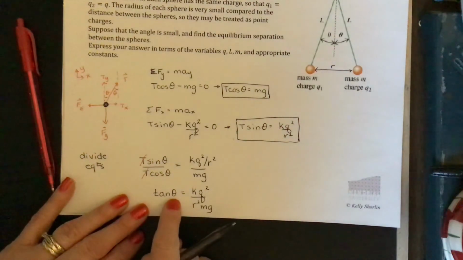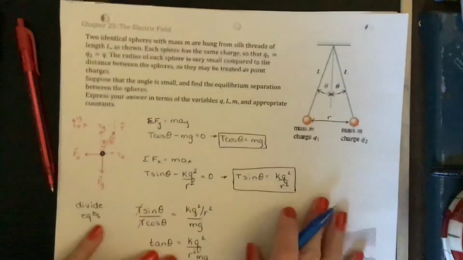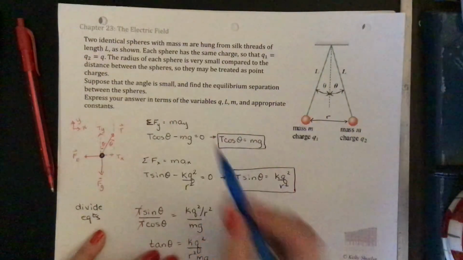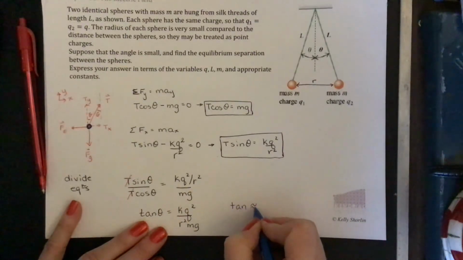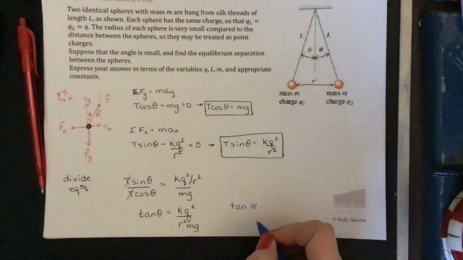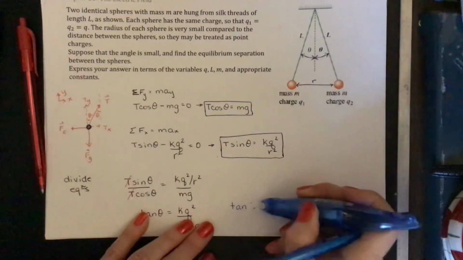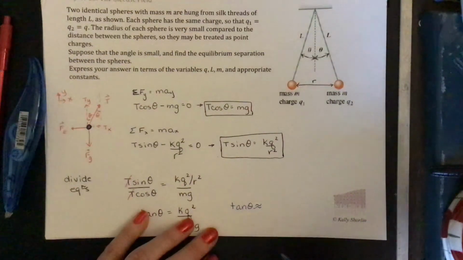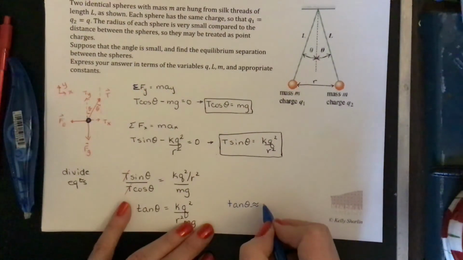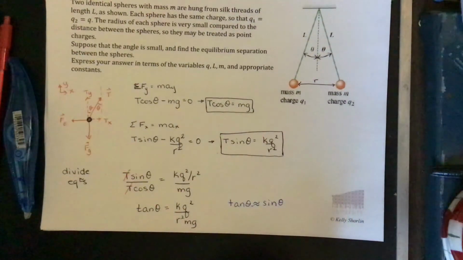So now let's deal with this tan theta stuff, because we don't really know what tan theta is. One thing we do know is that the angle is very small. So if the angles are small, it means that tan theta is approximately the same as sine theta. I wrote down tan, I should have written down tan theta. So tan theta, which is sine theta over cosine theta: cosine theta is pretty close to 1, so tan theta is close to sine theta if the angles are small.